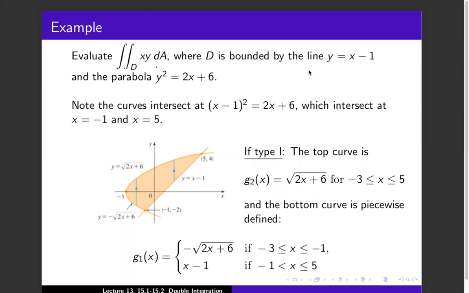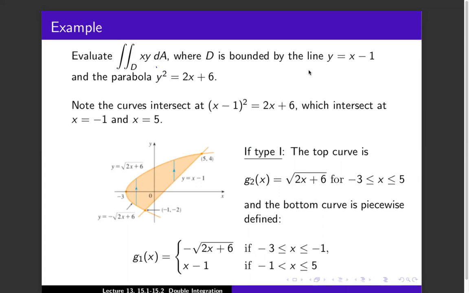Now let's suppose you've got this double integral. It's xy dA. D is the region bounded by the line y equals x minus 1, and the parabola y squared equals 2x plus 6. Now, the curves intersect when these are the same, right? You've got y equals x minus 1, so (x minus 1) squared is 2x plus 6. And if you do the algebra out, it turns out that that's going to happen at x equals -1 and x equals 5. So you can treat this either way.